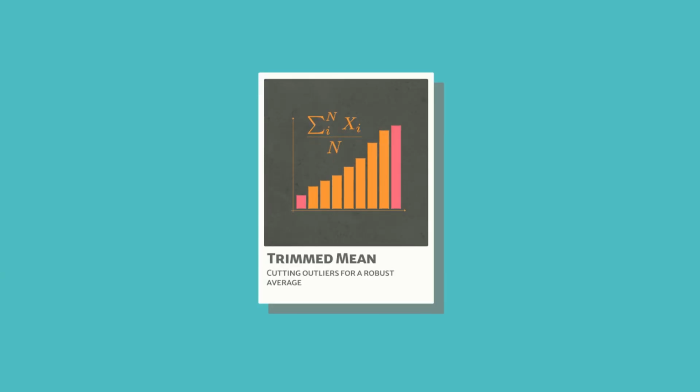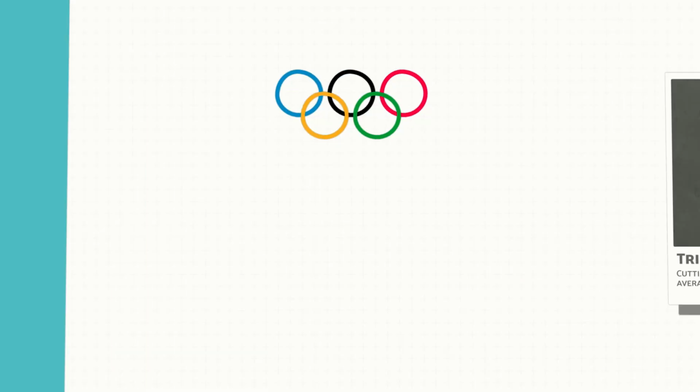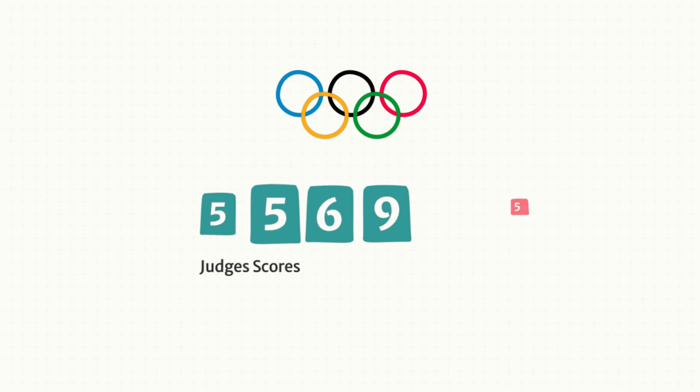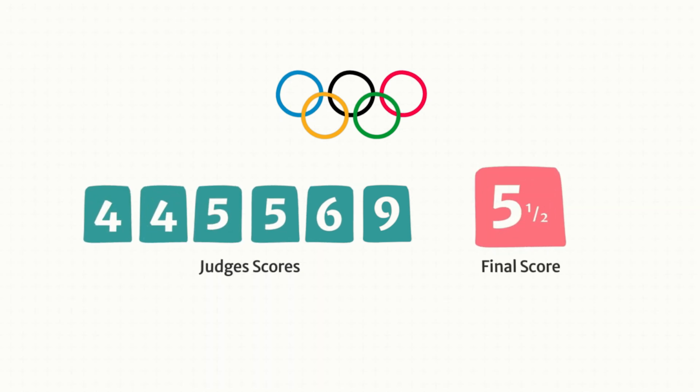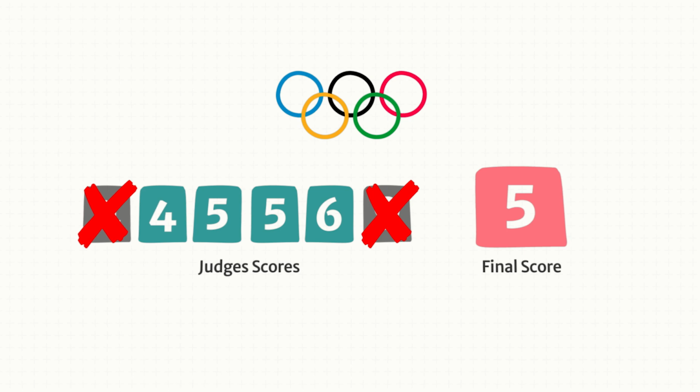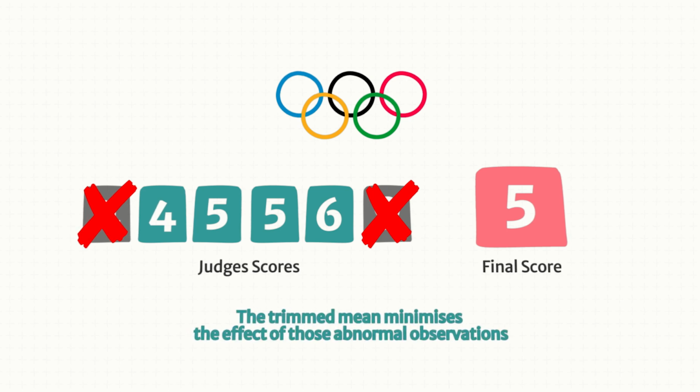This statistic discards a proportion of the highest and lowest values, enabling us to focus on the core dataset. Just like in Olympic scoring, where they discard the lowest and the highest scores to weed out the impact of biased judges and extreme ratings, the trimmed mean can help us minimize the effect of those abnormal matches.